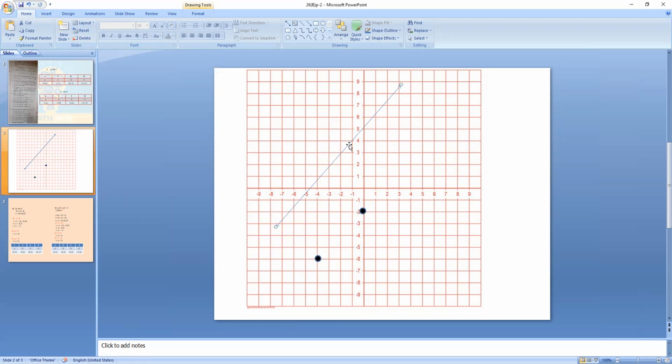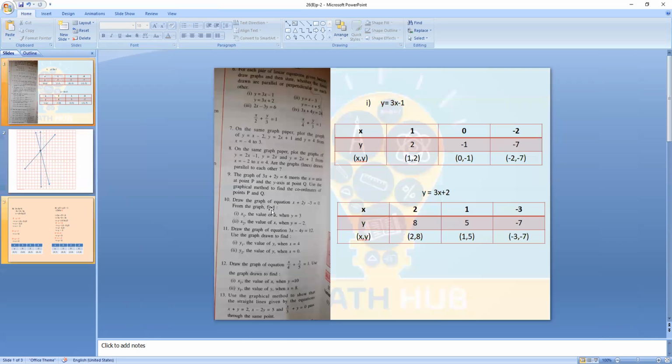See, I'll come in. These are passing through one point, right? In the same way, the third line will also pass through the same point. If you get the lines like this, then you can tell all these three lines are passing through the same point, right? So no need to worry about this exercise.